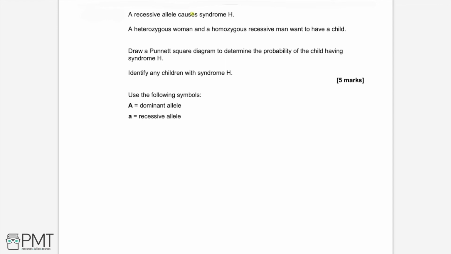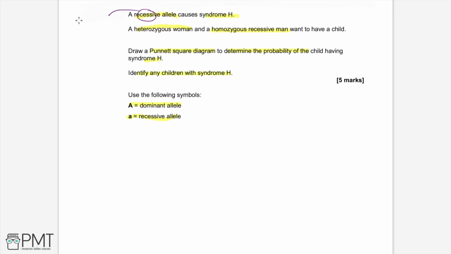A recessive allele causes syndrome H. A heterozygous woman and a homozygous recessive man want to have a child. Draw a Punnett square diagram to determine the probability of the child having syndrome H. Identify any children with syndrome H. Use the following symbols: capital A for dominant allele and lowercase a for recessive allele.